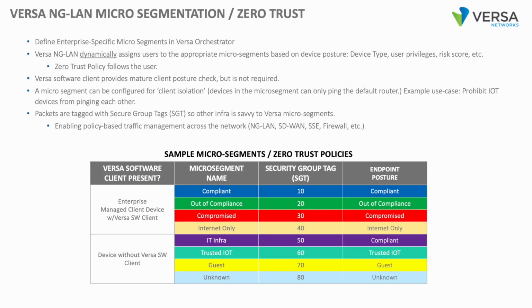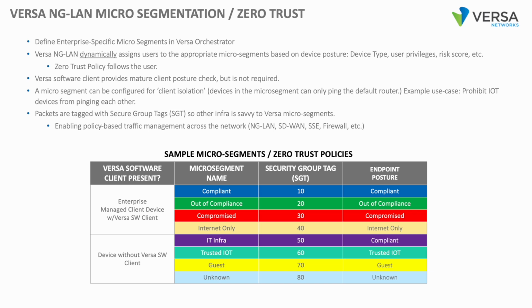And then in terms of microsegmentation, we can define enterprise-specific microsegments in the orchestration platform. And we can dynamically assign users to the appropriate microsegment based on device posture, device type, user privilege, risk score, etc. Zero trust policy follows the user. The Versa software client provides mature client posture check, but is not required.